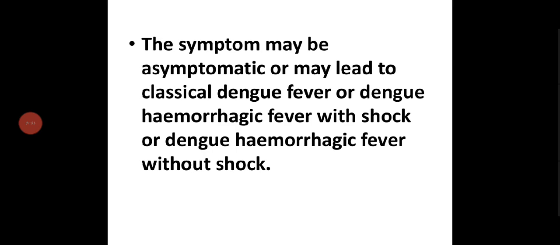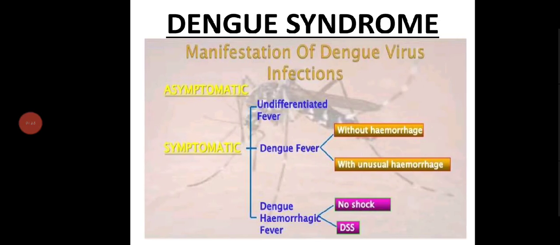The symptom may be asymptomatic or may lead to classical dengue fever, or dengue hemorrhagic fever with shock, or dengue hemorrhagic fever without shock. This is the main disease caused by the arbovirus. These are the three types of fever which will be caused by the arbovirus.